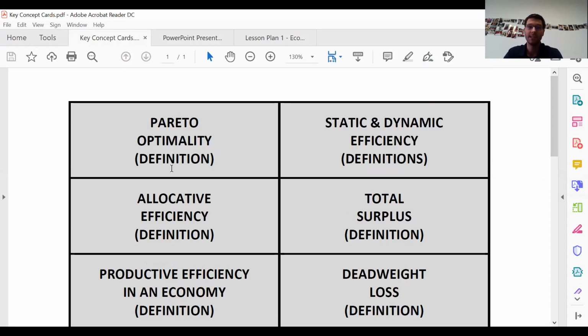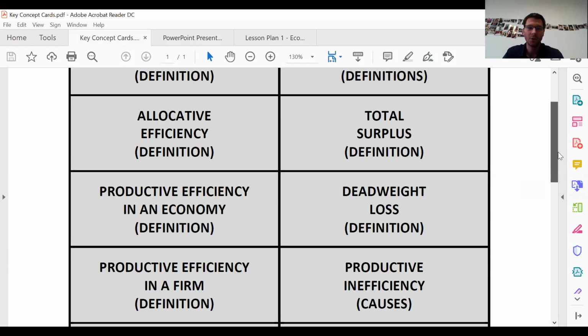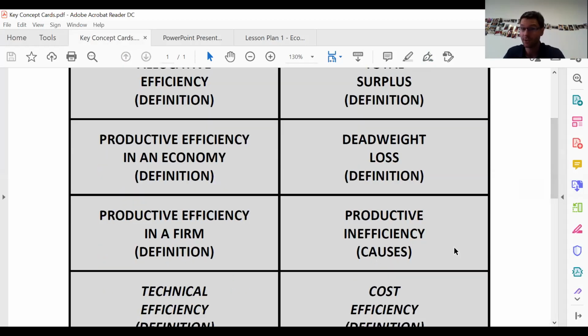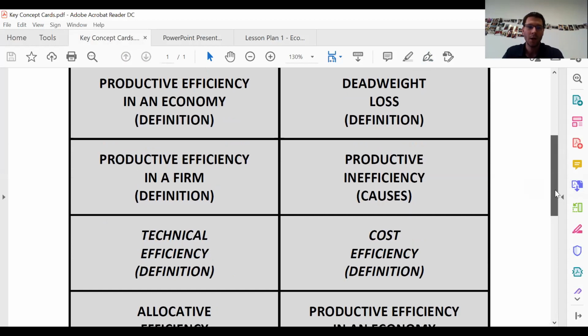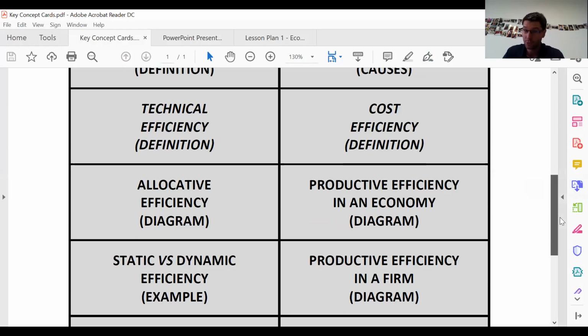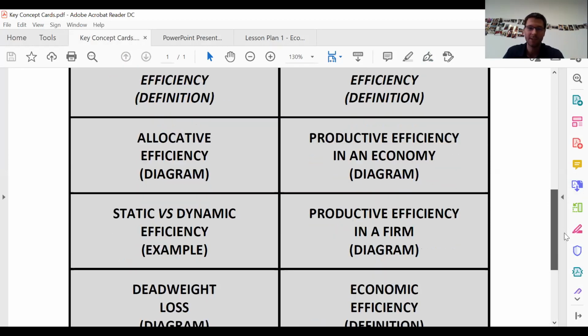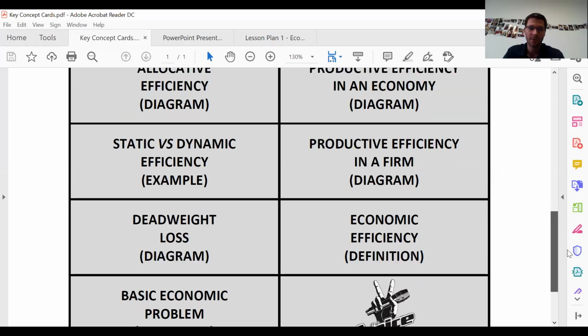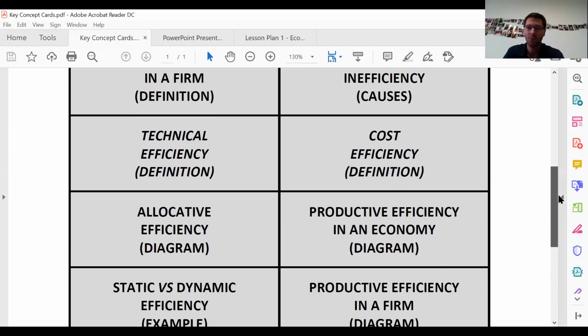So see, Pareto Optimality, definition. So you have several things. You have the definitions. You can have causes, for example, causes of productive inefficiency. What else? The diagram of productive efficiency. Example of the trade-off between static and dynamic efficiency. Okay, so a definition, diagram, example, causes.